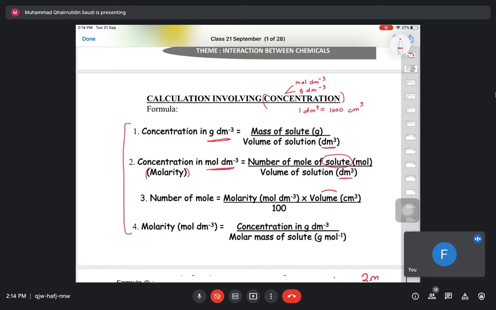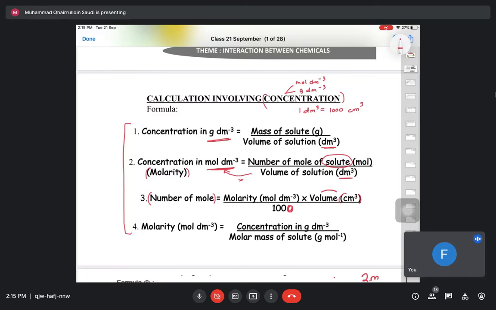Next, you might also be asked about the number of mole of the solute. So we just rearrange formula number 2, and we get molarity times volume. If the volume is in centimeter cube, you will have to divide it by 1000. If the volume is already in decimeter cube, you don't have to divide by 1000.